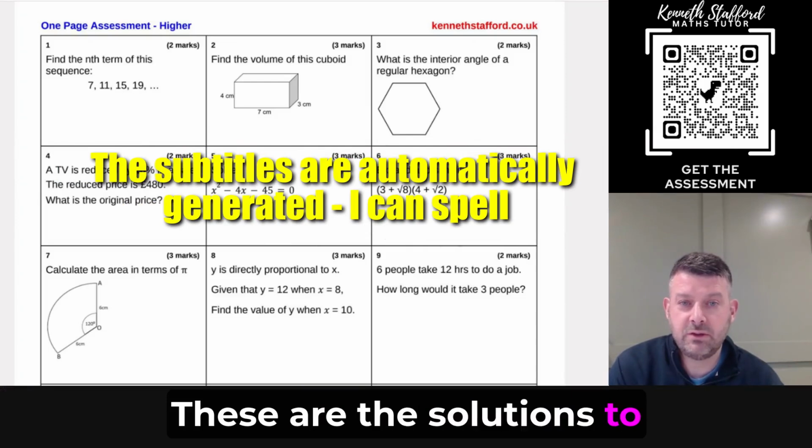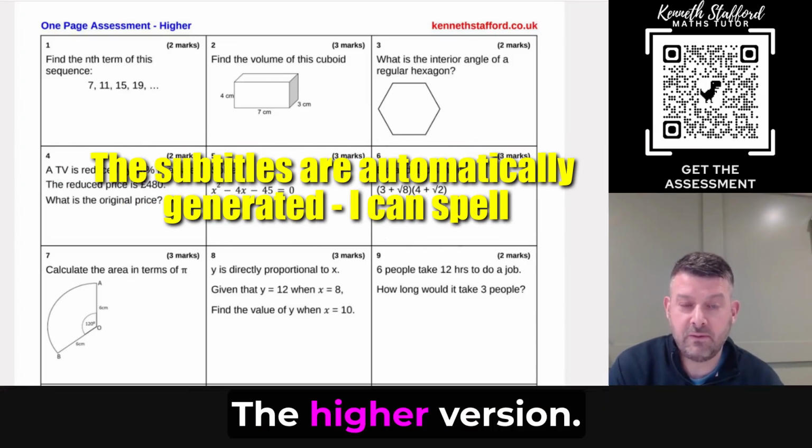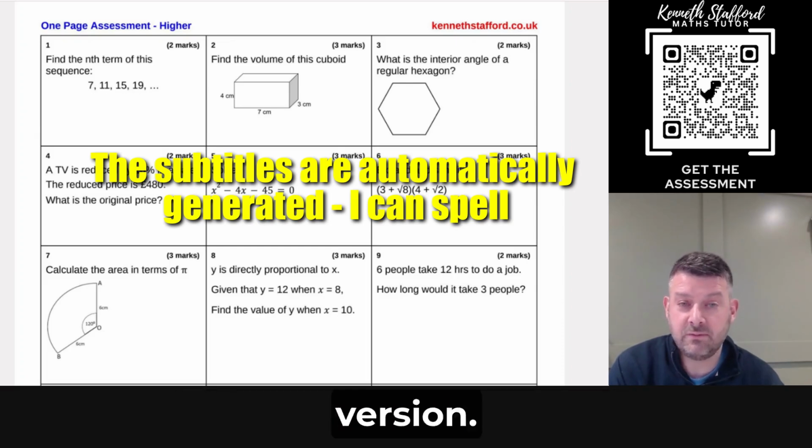These are the solutions to my one-page assessment, the higher version. There's also a foundation version.